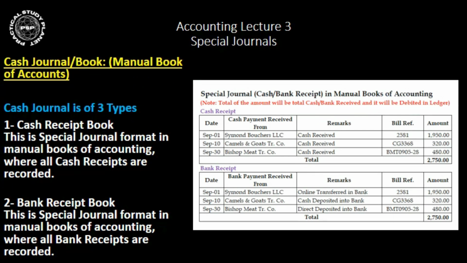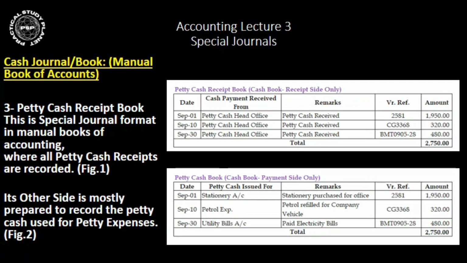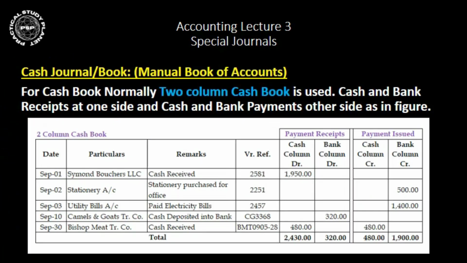Now the cash journal book, the manual book of accounts. There is a cash receipts book and a bank receipt book. You can see in the figure that two formats are shown. These are manual books of account. Cash journal book, manual book of account. Petty cash is also there. The first one is the receipt side, and the second one is the payment side. You can prepare it on one page, or also on two pages for a detailed and clear view.